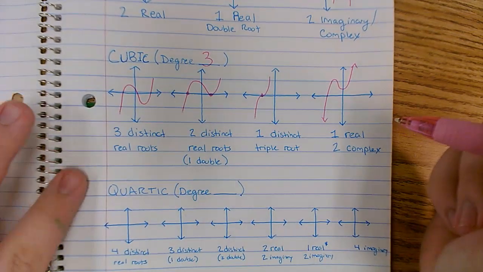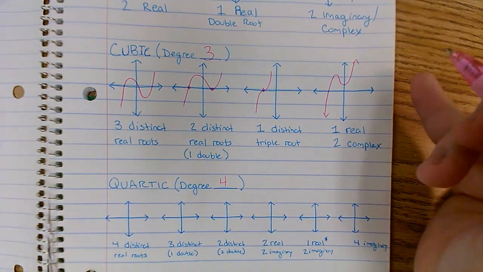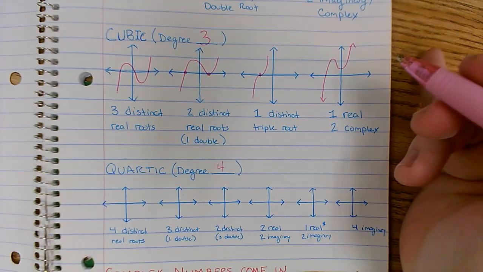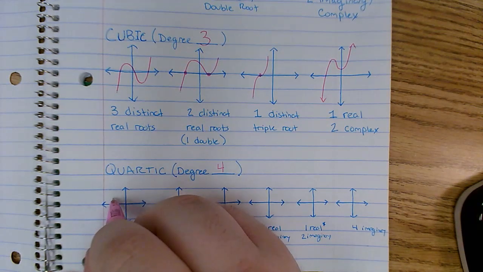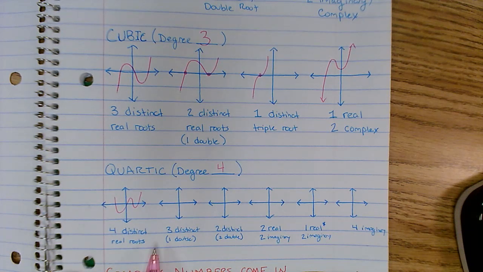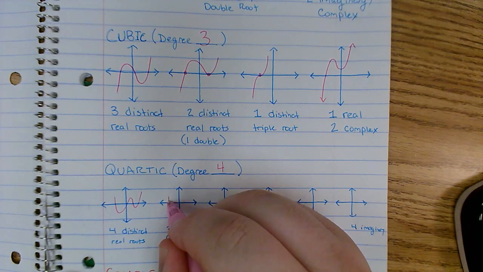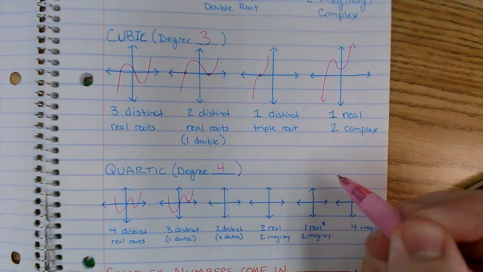Quartics, that's a degree 4 polynomial, a quartic. There's a bunch of different types of solution sets we could have. We could have 4 distinct real roots where it just crosses the x-axis 4 times. We could have 3 distinct roots where one of them's a double root. 3 plus 1 is 3 roots, but one of them's a double, so you've got 3 roots here. Here's 2, and the third one bounces off the x-axis.